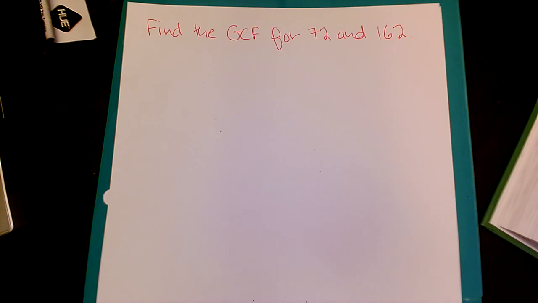Okay, this is section 10.6 part 3. This is my last example, and I noticed on the homework they get into a little bigger numbers, so I want to make sure I do an example of that for you. So I need to find the GCF for 72 and 162. I need to know what's the biggest factor that they have in common. What's the biggest number that's going to go into both 72 and 162.